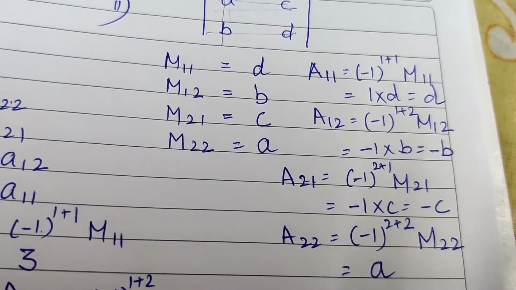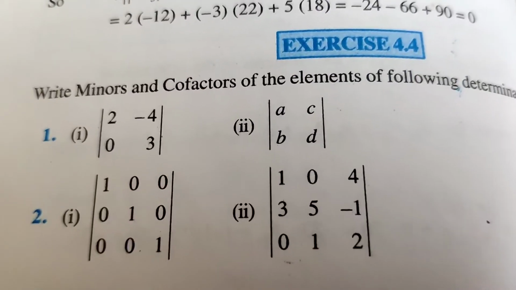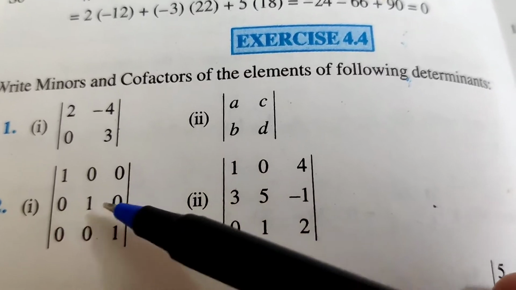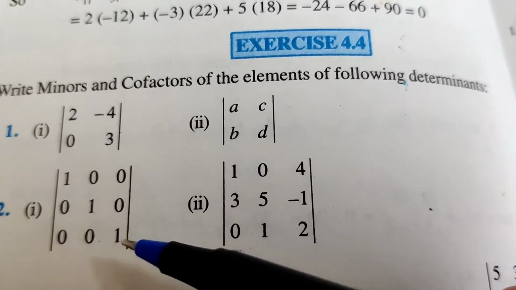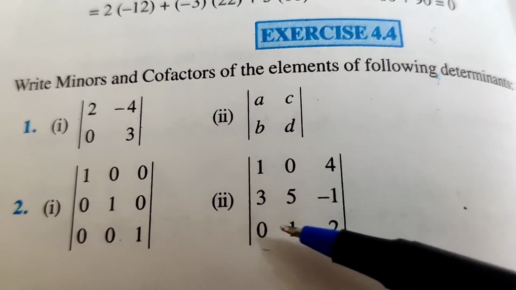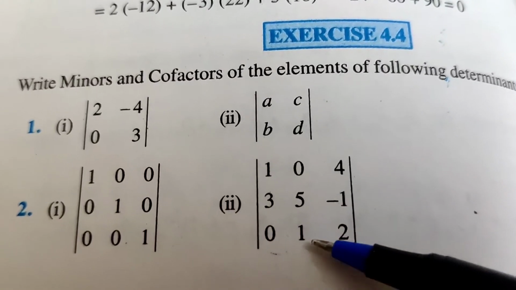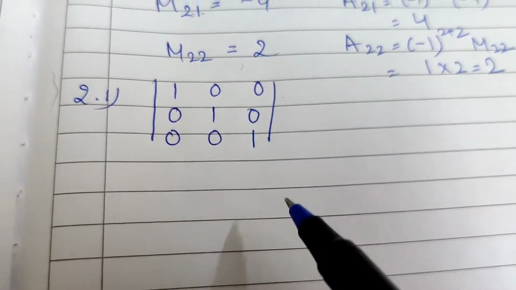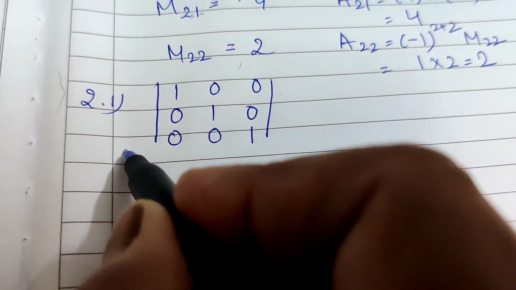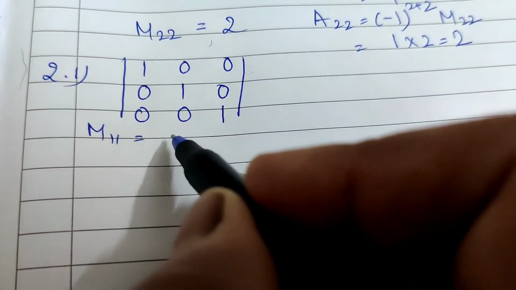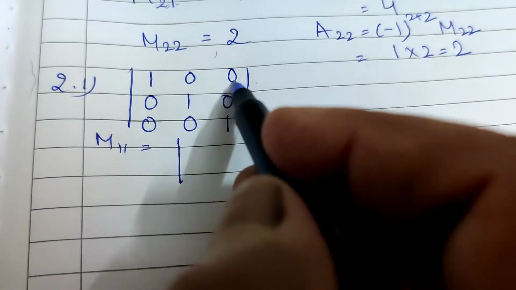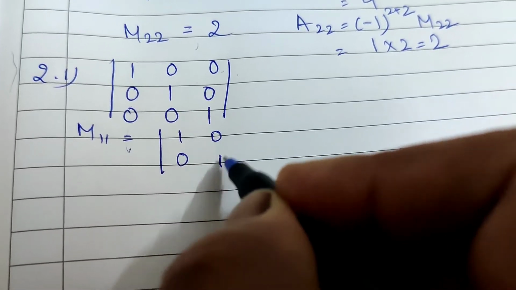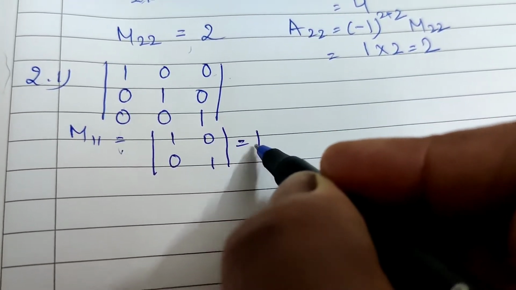Next, question number 2. This question is of order 3 determinant: 1 0 0, 0 1 0, 0 0 1 and the next 1 0 4, 3 5 minus 1, 0 1 2. This is a determinant. First we have to find the M11. M11 means eliminate first row, first column. Only 1 0 0 1. The value is equal to 1.